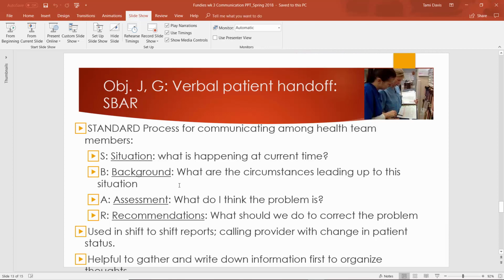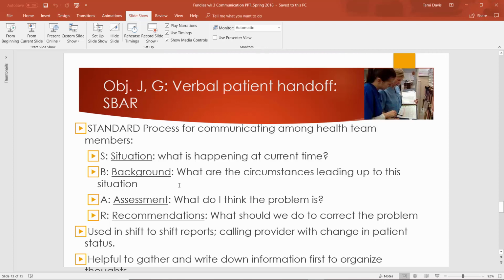And using SBAR is important because it's going to help prevent miscommunication between the healthcare team. And it's especially important if you're communicating with a provider that doesn't know the patient. So if you have a provider that's maybe taking call overnight and you have to call them about a patient and it's not normally their patient, the details that you give them are going to help them get a better picture of the patient's problem and how it should be treated.